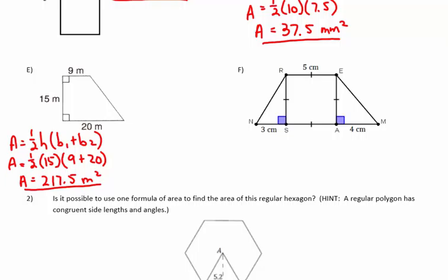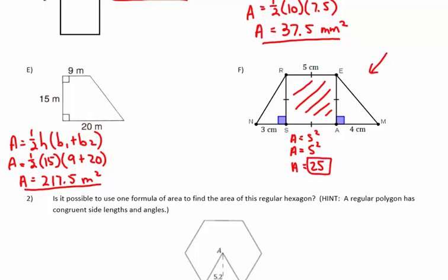Letter F, I could use the trapezoid formula for this question, but you could also break a trapezoid apart. Usually in the middle, like here, it's a square or a rectangle. In this case, it's a square. So if I find the area of this piece, A equals s squared, 5 squared would be 25. So that's the middle piece, 25.